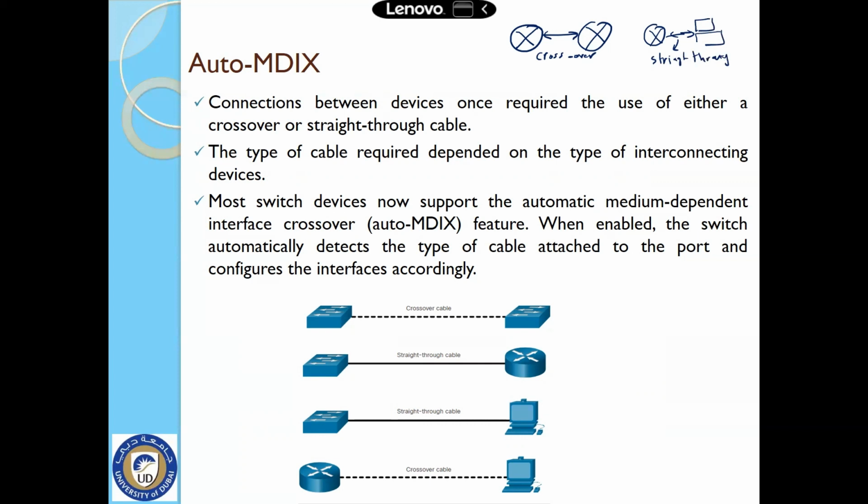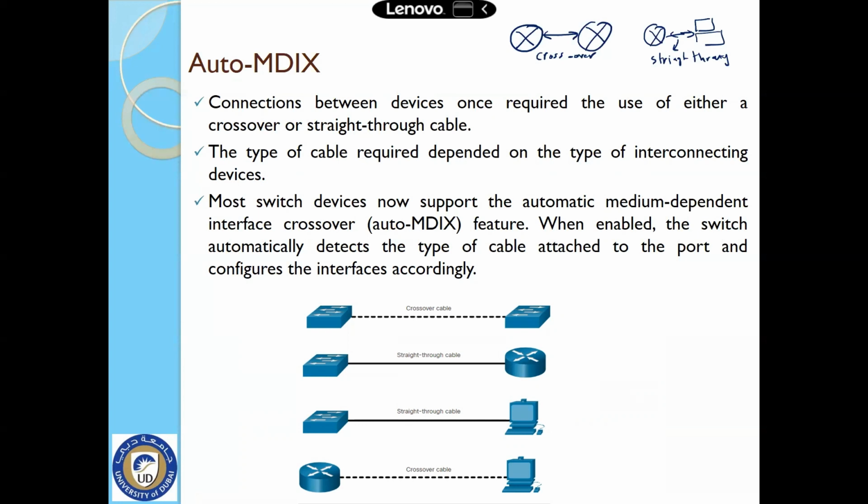This was part of the physical layer chapter. So similar devices you need crossover, different devices you need straight through table. And you notice here by changing the device, the media will change. So connection between devices required the use of either a crossover or straight through cable. The type of cable required depends on the type of interconnecting devices. If they are similar, we need crossover. If they are different, we'll use straight through.